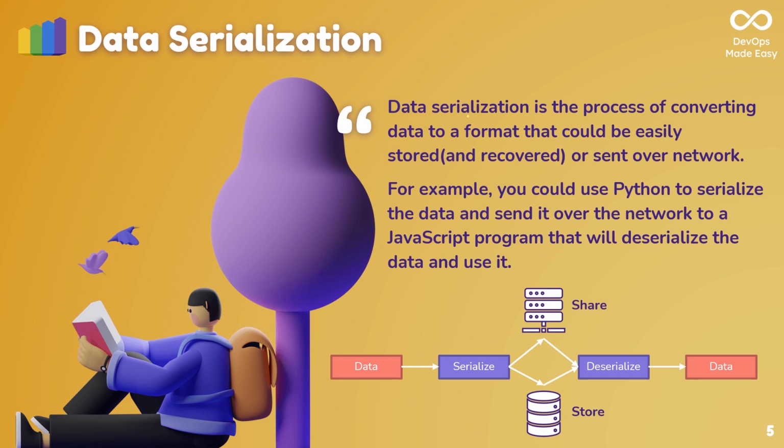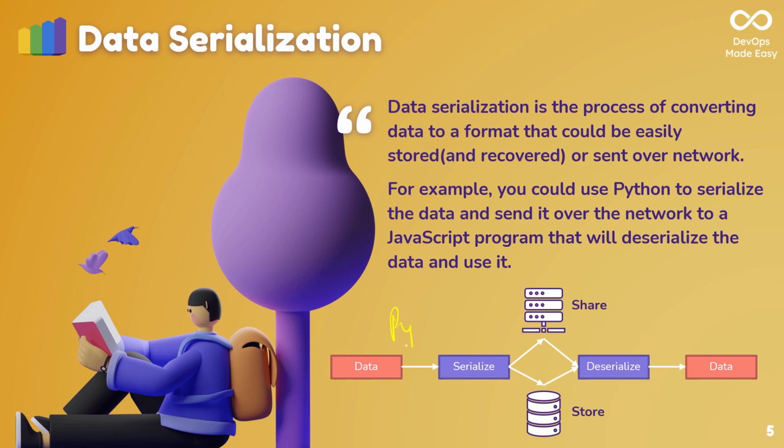The process is known as serialization, and the reverse process, that is reading the stored format, is deserialization. For example, you could use Python to serialize the data and send it over the network, and on the other side, a JavaScript program can read that serialized data and deserialize it. So the whole process is the reverse of the first process. Initially the serialization takes place, and at the other end deserialization takes place. Once you serialize the data, you can either store it or share it over the network so that the other side can read it.